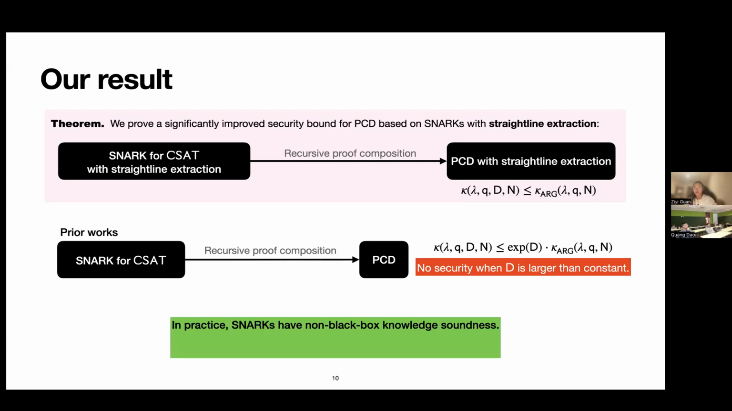So in general, the caveat here is that in practice, SNARKs have non-black box knowledge soundness. And straightline extraction is nice, but it only exists in idealized models. Then we should ask, how can we apply our theorem in practice? How do we keep our promise that we provide some justification for the deployments that are happening in practice? So let's answer this question.